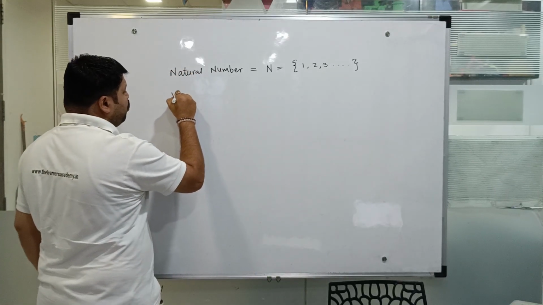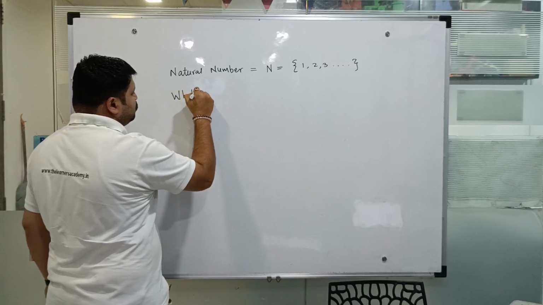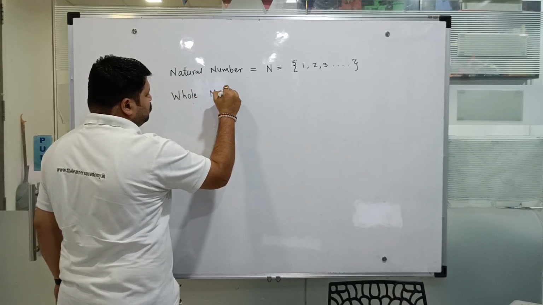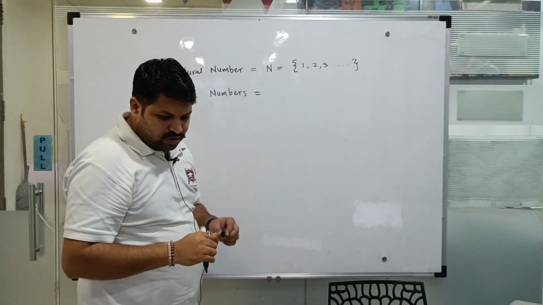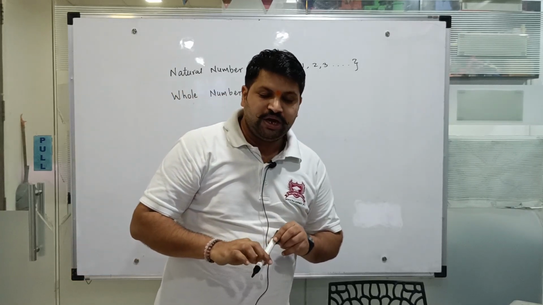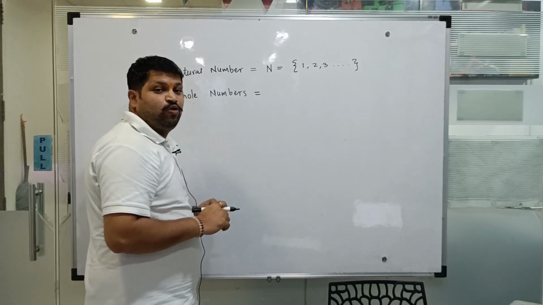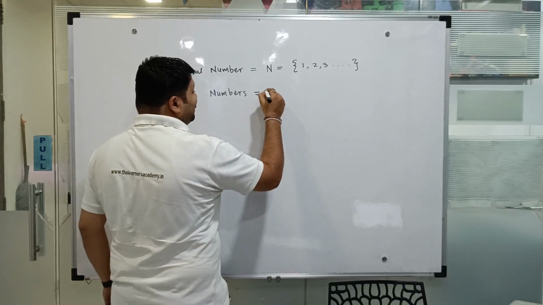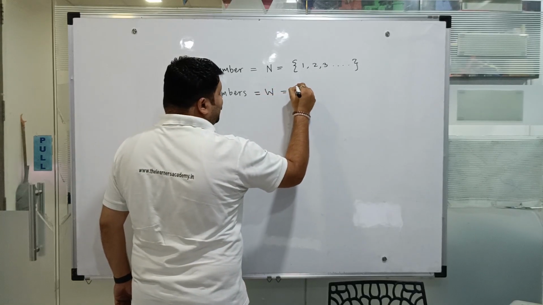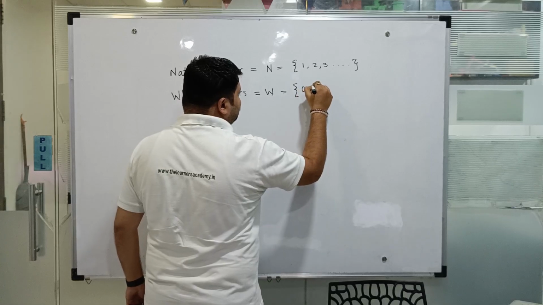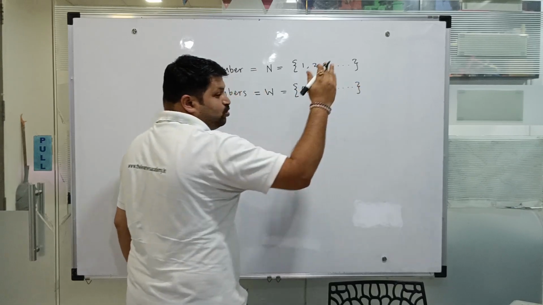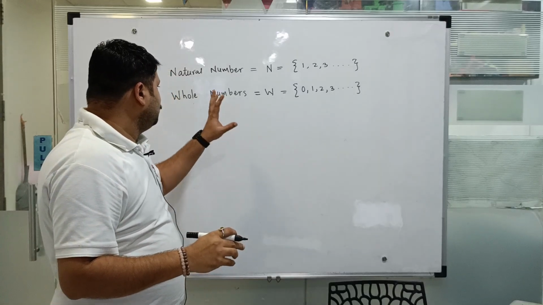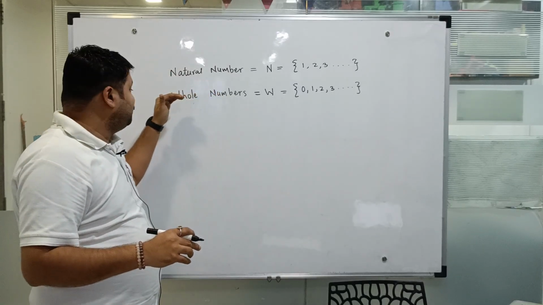Then we will have whole numbers. The set of whole numbers is denoted by a W, and in whole numbers we have 0, 1, 2, 3, and we go to positive infinity. So we have natural numbers and we have whole numbers.